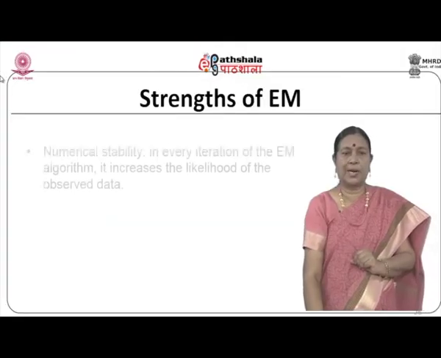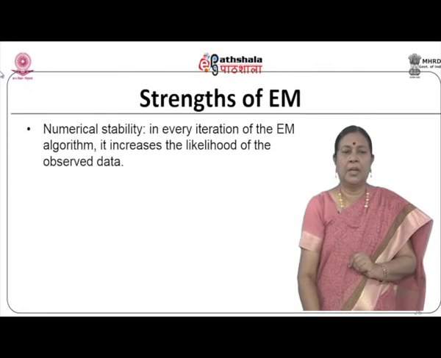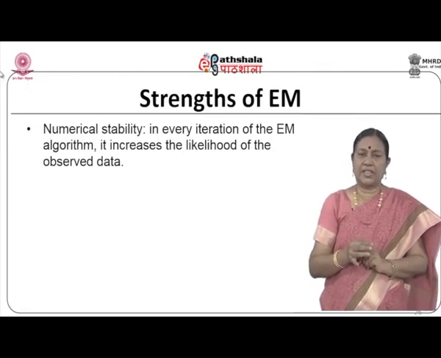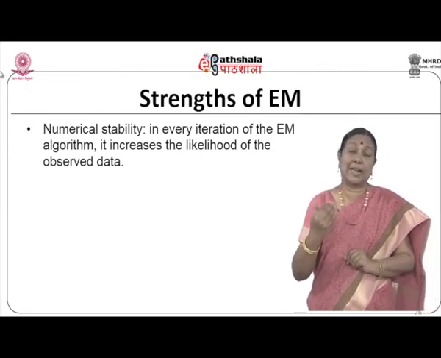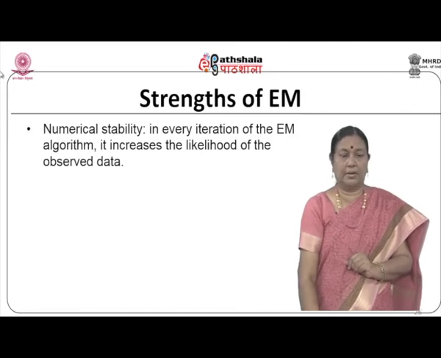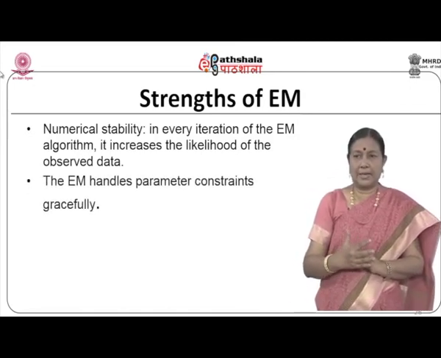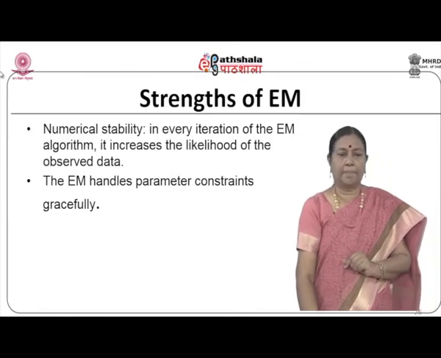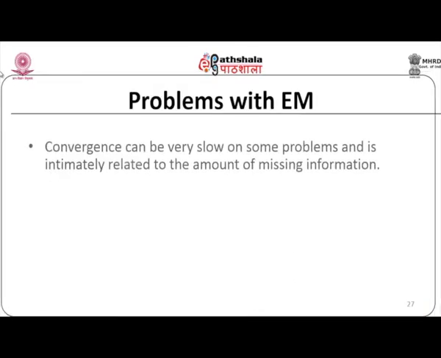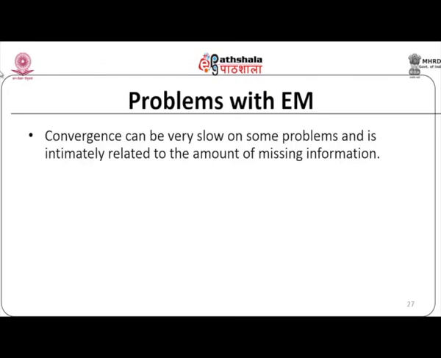Okay. So, what are the strengths of EM? Numerical stability. In every iteration of the EM algorithm, it increases the likelihood of the observed data. So, that is the stability. It handles parameter constraints quite gracefully. The problem with EM is that convergence can be very slow on some problems and is intimately related to the amount of missing information. The more the missing information, the more time for convergence.